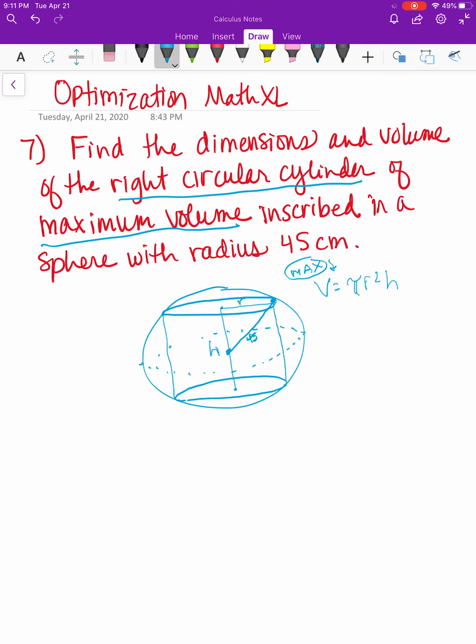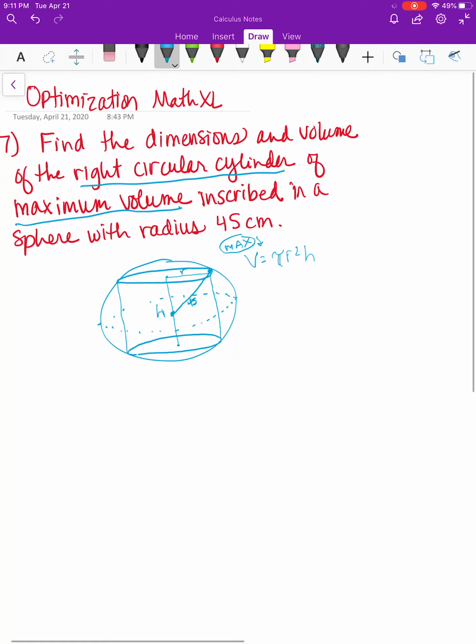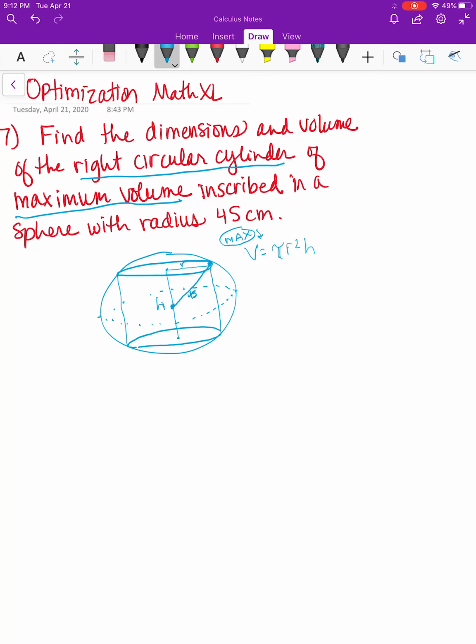So you're trying to maximize the volume of the right circular cylinder. So the volume equation that you need is pi r squared times the height, because you're trying to maximize that volume, not the volume of the sphere, okay? So whatever it is you're trying to maximize, that's the equation that we're looking at.